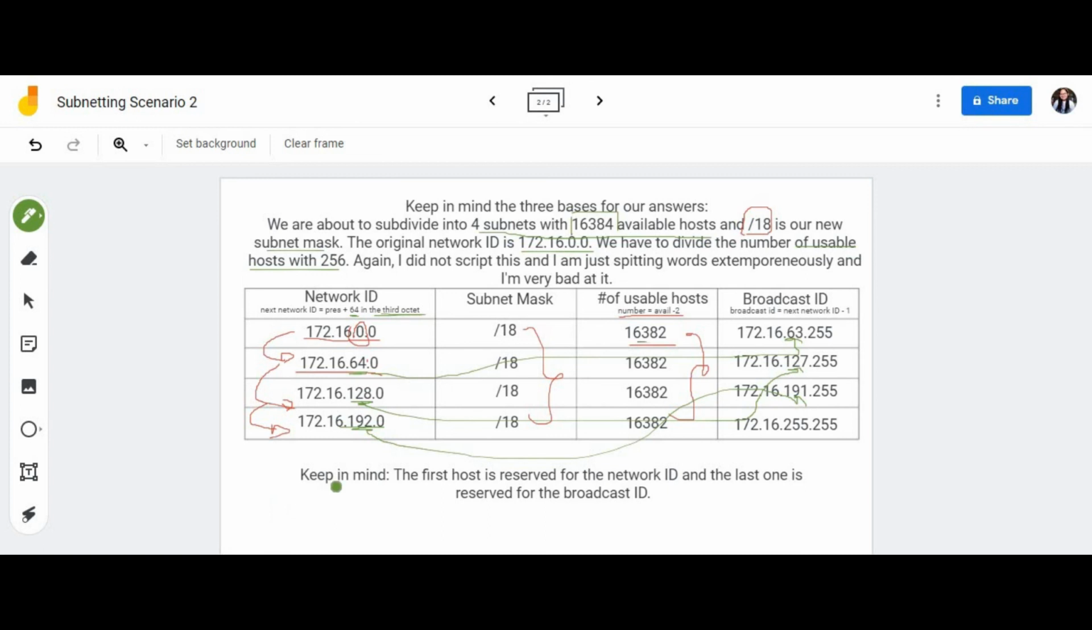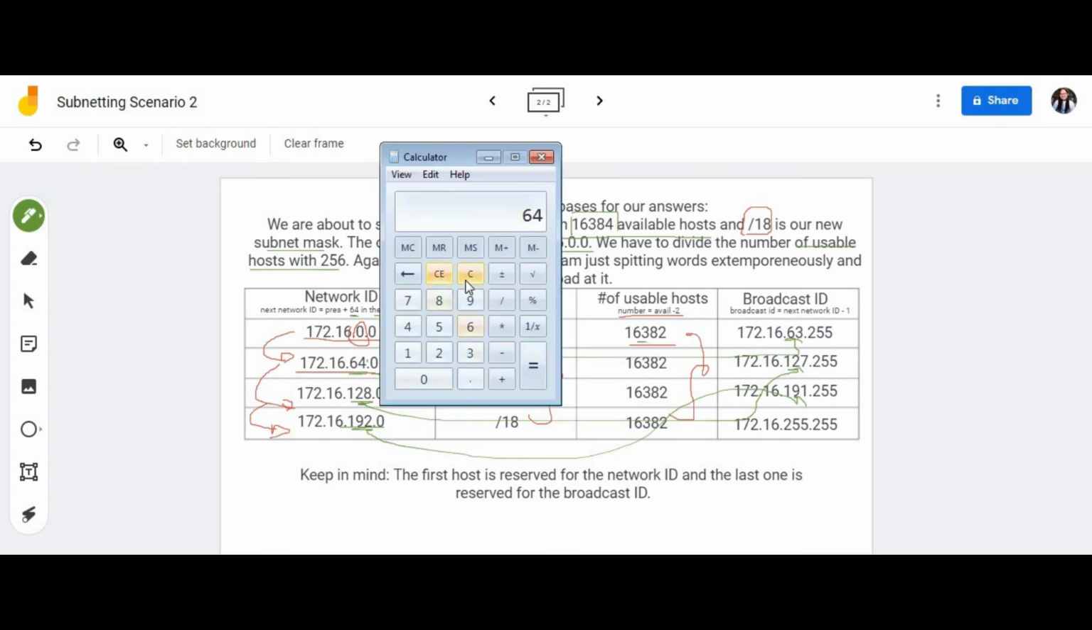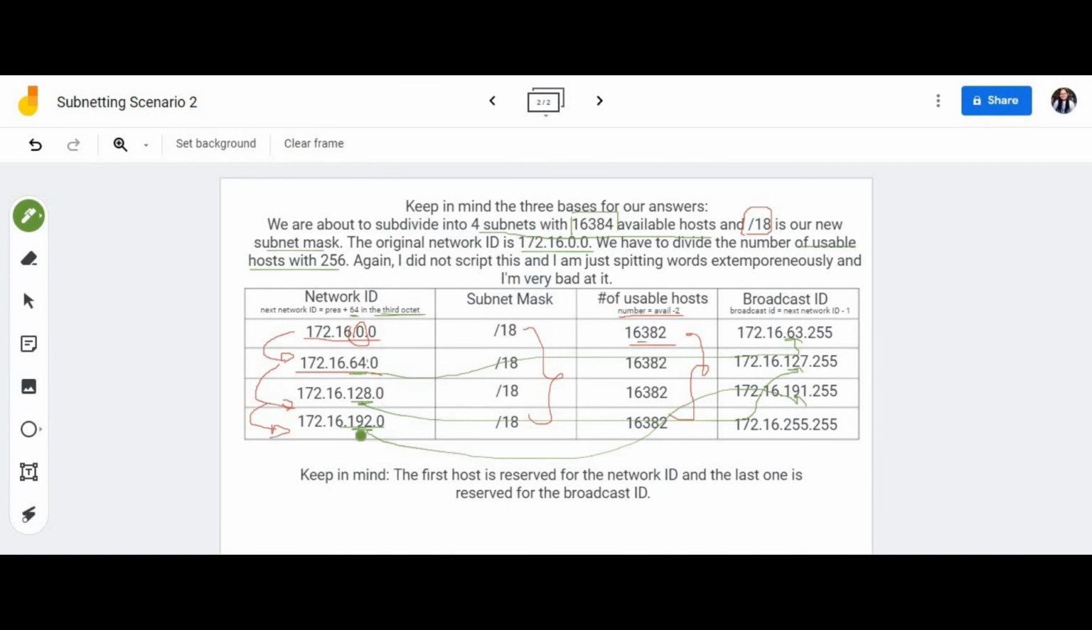Now, to get the fourth network ID's broadcast, what we need to do is just 192 plus 64. And just in case you don't trust me again, 192 plus 64 is equal to 256. And now if we minus 1 from it, we will get 255 here.